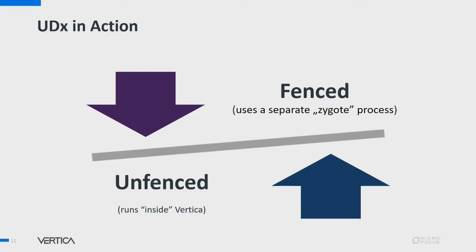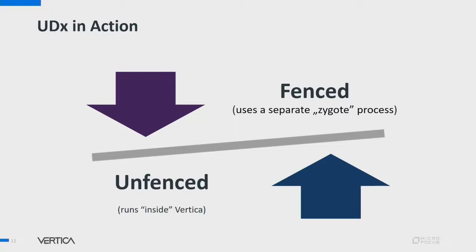Now it is worth talking about fenced and unfenced working modes for the UDxs. Fenced mode gives you an extra buffer. You can say that they are working behind the fence, and most UDxs are working in that mode. Fenced mode uses a separate Zygote process. I will show you details on the next two slides. So fenced UDx crashes do not impact the core Vertica processes.